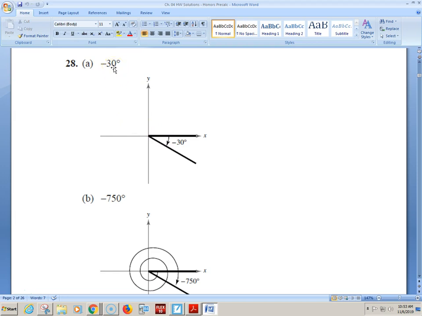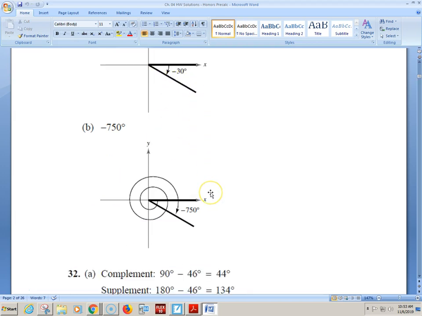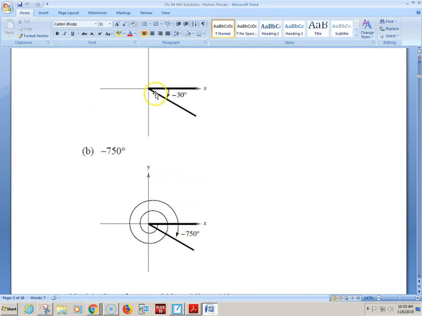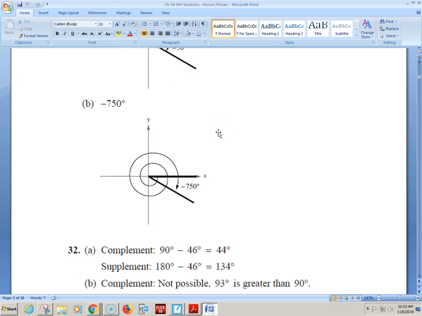What were you doing in this one? Graphing? I think you were graphing. Negative 30 is in that fourth quadrant. Negative 750 is, you go, remember, negative is clockwise. 1 full rotation, 360, 2 full rotations, 720, and a little bit more. You actually end at the exact same place. It's a coterminal angle.